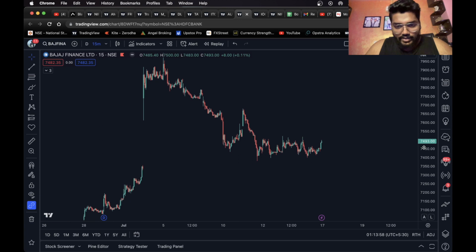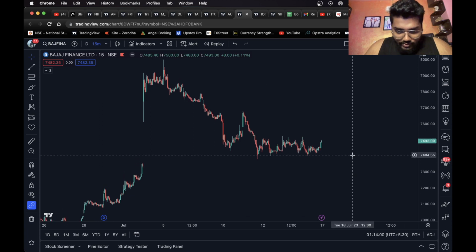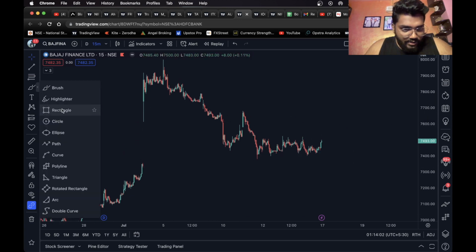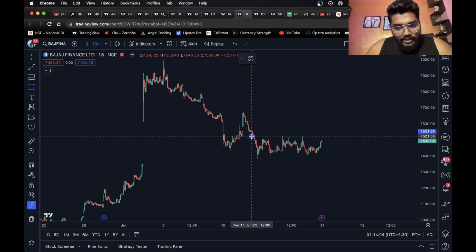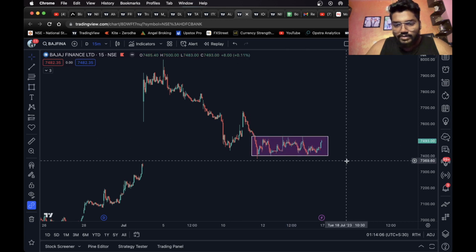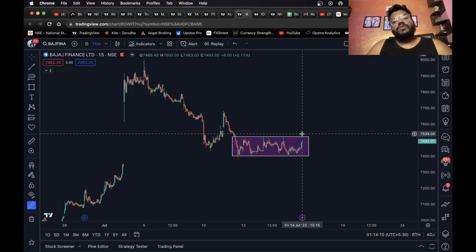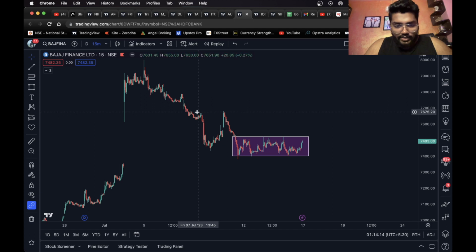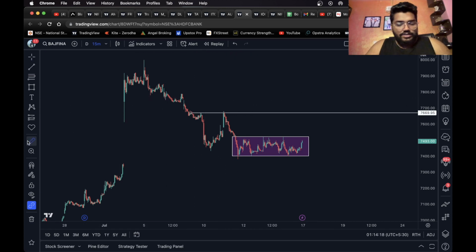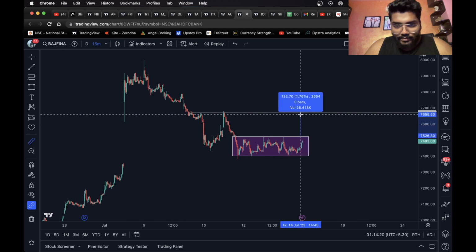We have Bajaj Finance. Okay, we do see consolidation again. Consolidation breakouts are literally my favorite, guys. The best thing in the world. Anyways, we can take a long entry once it closes above the box. If it closes above the box, a long entry can be taken. We can consider this level as our target. I'll just check how big this is.